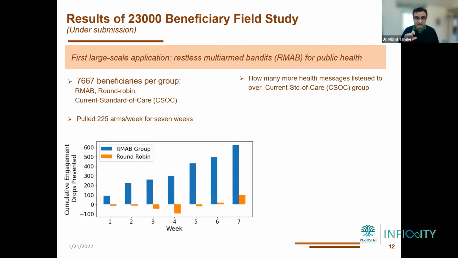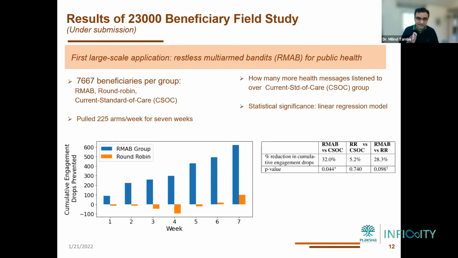That is, we find that the blue line, which is shown by the restless bandit group, the 7,667 mothers who are in the restless bandit group, we find that they listen to far more messages compared to the round robin group. This result turns out to be statistically significant. So restless bandit versus current standard of care, the difference due to the blue is statistically significant. Round robin versus current standard of care is not significant.